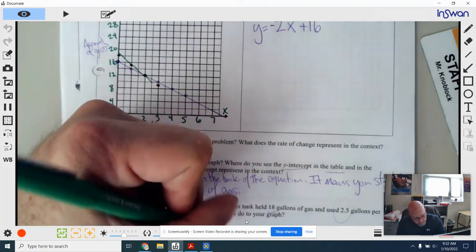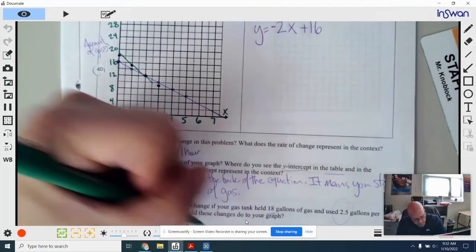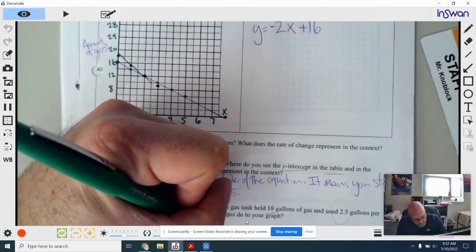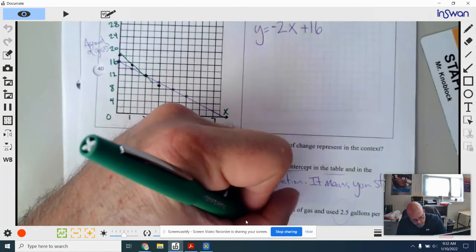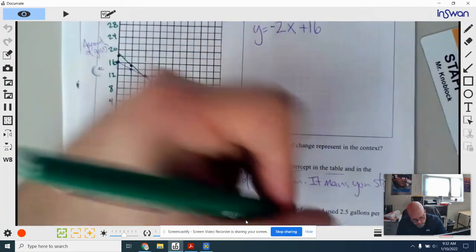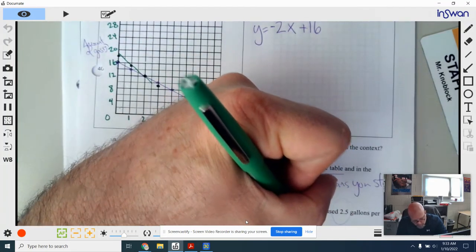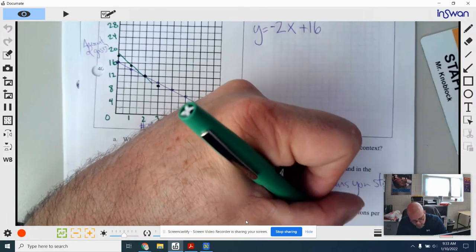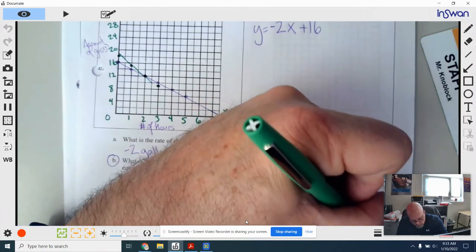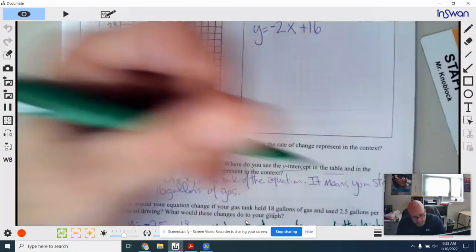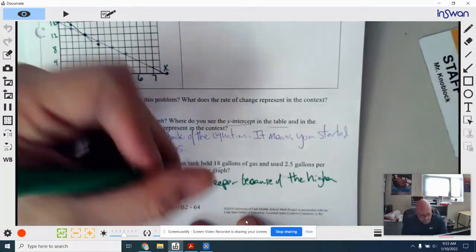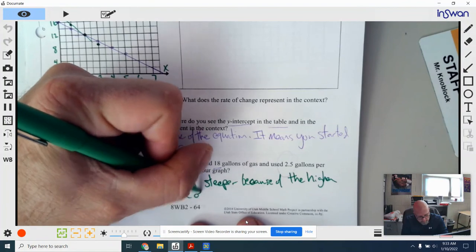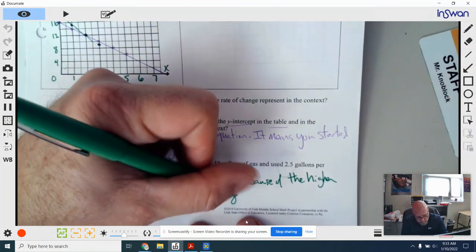Okay, so what would change to the graph? It makes it steeper because of the higher rate of change.